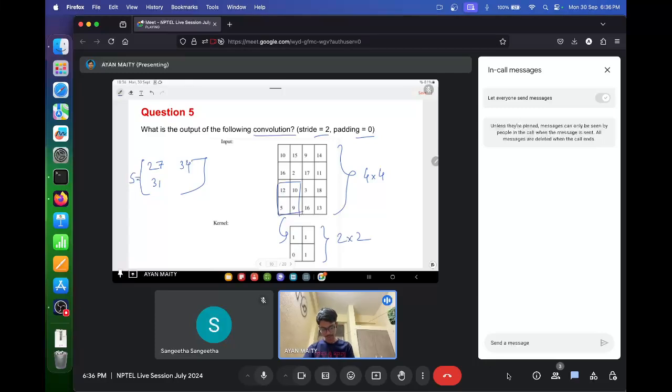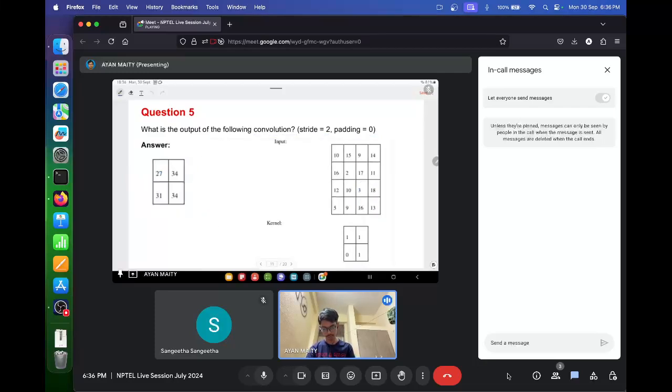And then the last 2 by 2 window would be this one. So then pointwise multiplication with the kernel and summation would give us 3 plus 18 plus 13, which is 16 plus 18, 34. So this is the output matrix that we will get by this convolution: 27, 34, 31, 34.